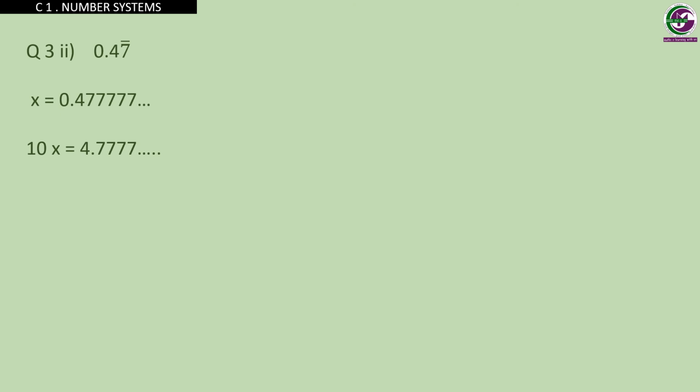Look at this one, only 7 is repeated. So multiply 10 on both the sides. So it will be 100x and 47.77. So this is your equation 1 and this is your equation 2. We minus them. 100 minus 10 is 90x and 47 minus 4 is 43. And all the numbers after that will be cancelled. So we have x is equal to 43 by 90, and it is already simplified.